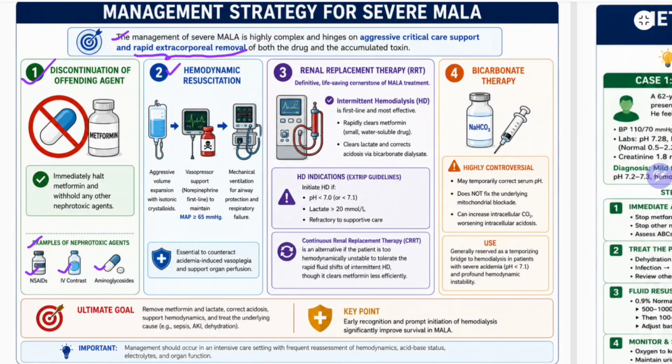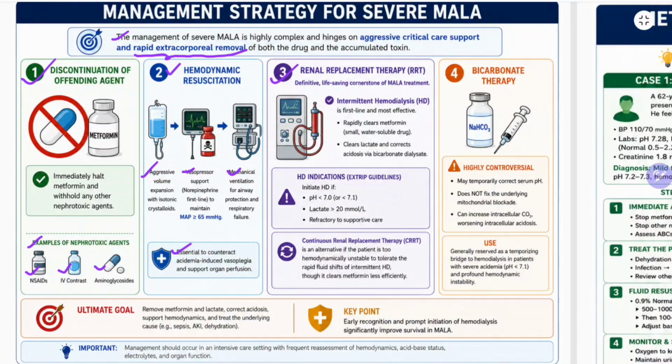Second is hemodynamic resuscitation: aggressive volume expansion with isotonic crystalloids. Vasopressor support, norepinephrine first line, to maintain a mean arterial pressure of more than or equal to 65 mmHg. Mechanical ventilation for airway protection and respiratory failure. This step is essential to counteract acidosis-induced vasoplegia and support organ perfusion. This step is important.